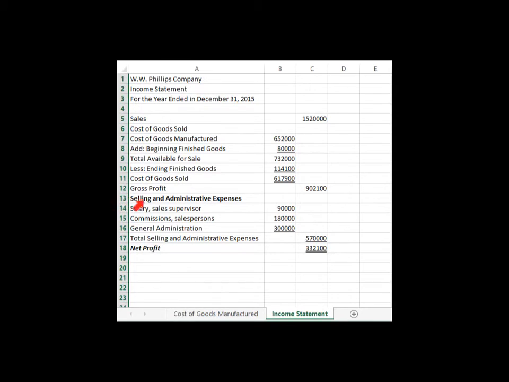When calculating the selling and administrative expenses, I grouped the sales first, which is sales supervisors, commission salesperson, and last, the general administration. I added all of these together to get total selling and administrative expenses. As you remember also from financial accounting, gross profit minus selling and administrative expenses, which is the total of all of these, equals net profit, or the bottom line. Also, when figuring out selling and administrative expenses, note these are selling and administrative and do not have the term factory, which implies overhead.